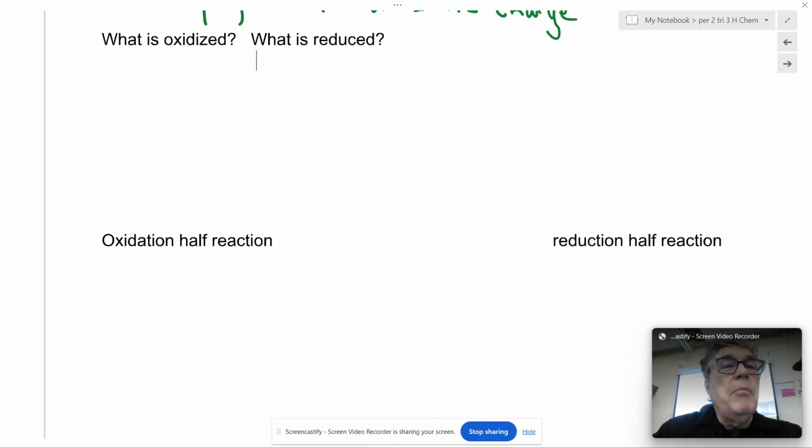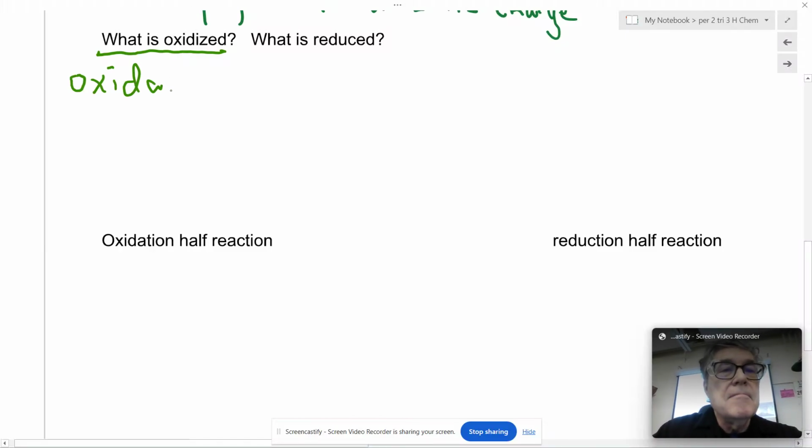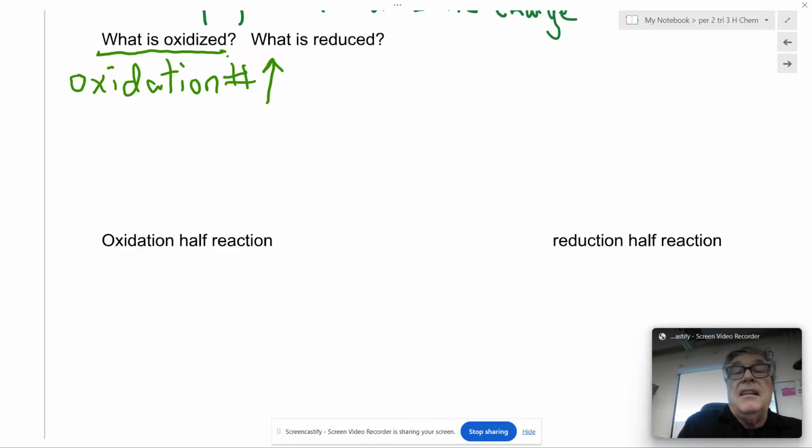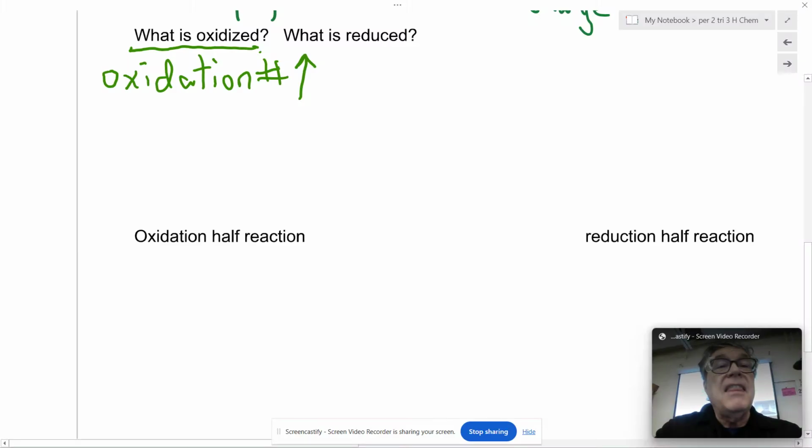And what you want to remember is this. When something is oxidized, the oxidation number goes up. In other words, if you had something where the oxidation number was 0 and it changed to +2, the oxidation number went up. And we would say that that is oxidized.